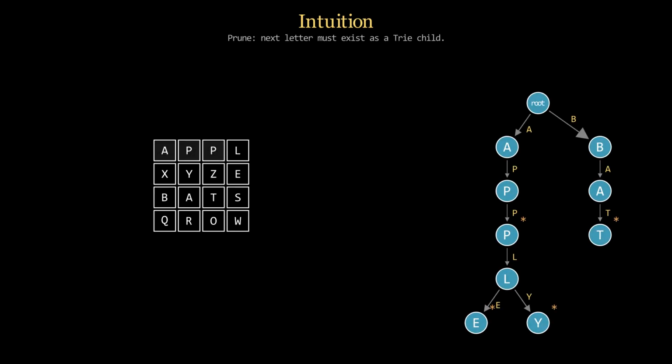Suppose we try to extend with Z. The tree node after app has no child labeled Z, so no word in the list can match that move. We back off immediately. That pruning is what keeps the search fast in practice.